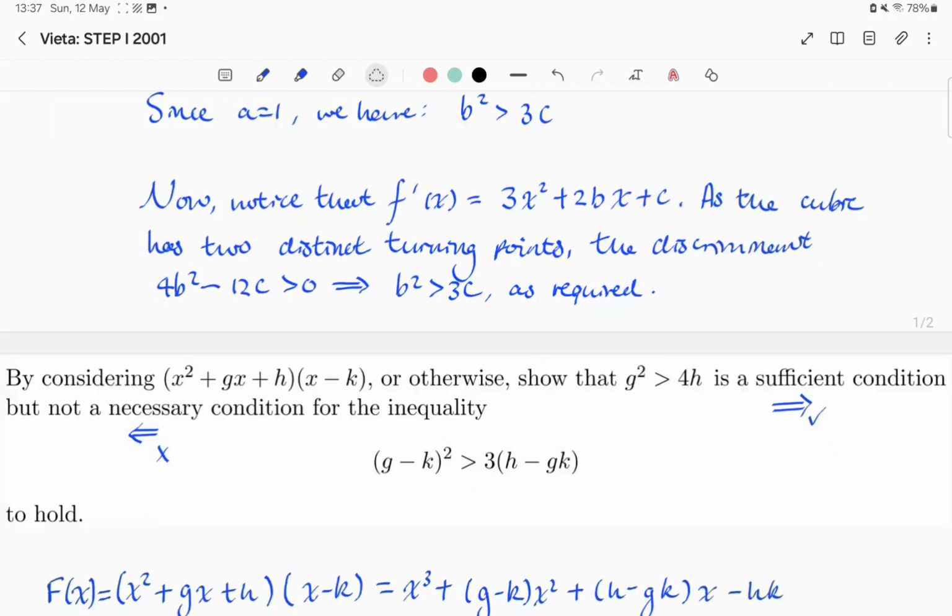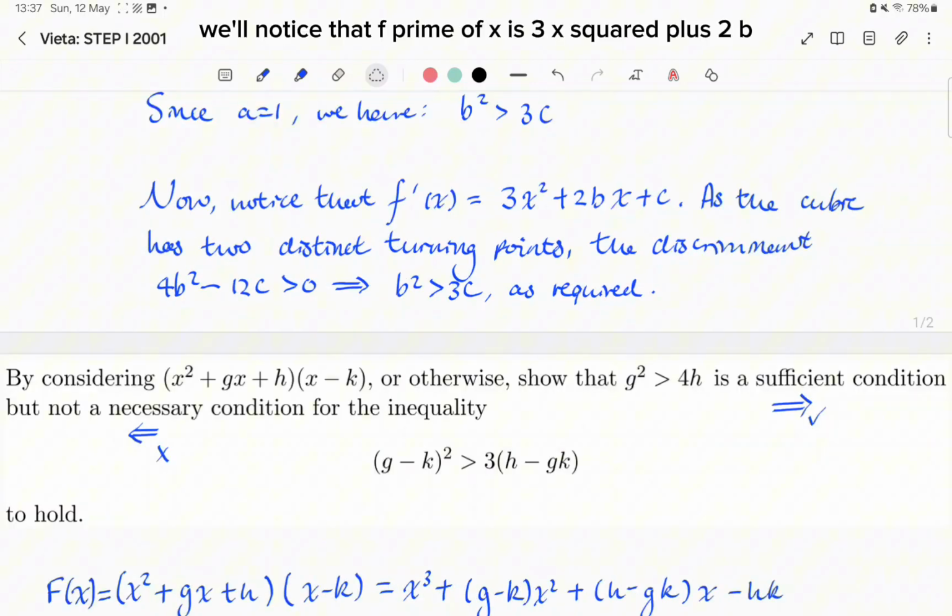Now, we'll notice that f prime of x is 3x squared plus 2bx plus c. As the cubic has two distinct turning points, the discriminant 4b squared minus 12c must be greater than 0, and therefore b squared must be greater than 3c, as required. Now we can move on to the final part of the question.